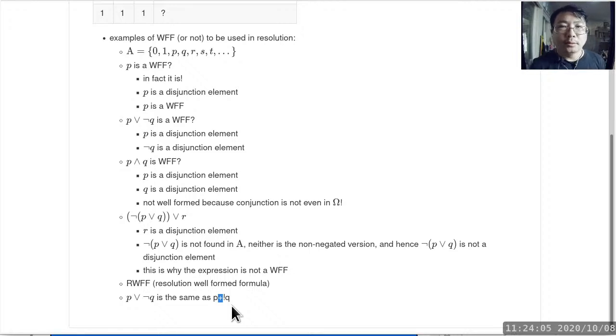So if we take the second example, P or not Q, would this one also be well-formed? Yes. Q by itself is well-formed. So is the negation of Q, because everything that you find in alpha by itself is a disjunction element, and every disjunction element by itself is also a well-formed formula. So if you negate it, it is still a disjunction element, and as a result, it is also a well-formed formula. So not R by itself is a well-formed formula as well.